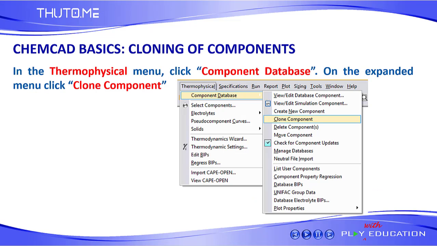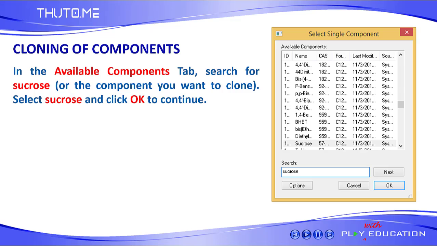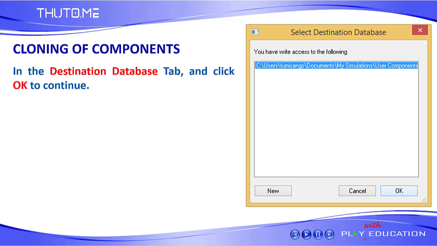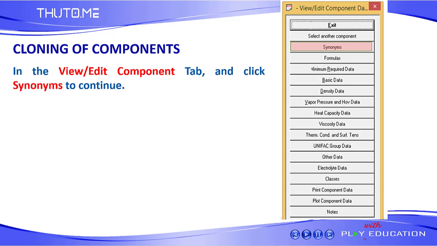In Chemcad, you would go into the thermophysical menu, and then click component database. On the expanded menu, you click clone component. In the available components tab, you can search for sucrose or any other component that you want to clone. For us here, we'll be cloning sucrose. You can then select sucrose and click OK to continue. In the destination database tab, click OK to continue, which basically tells you where the component that you are writing would be stored.